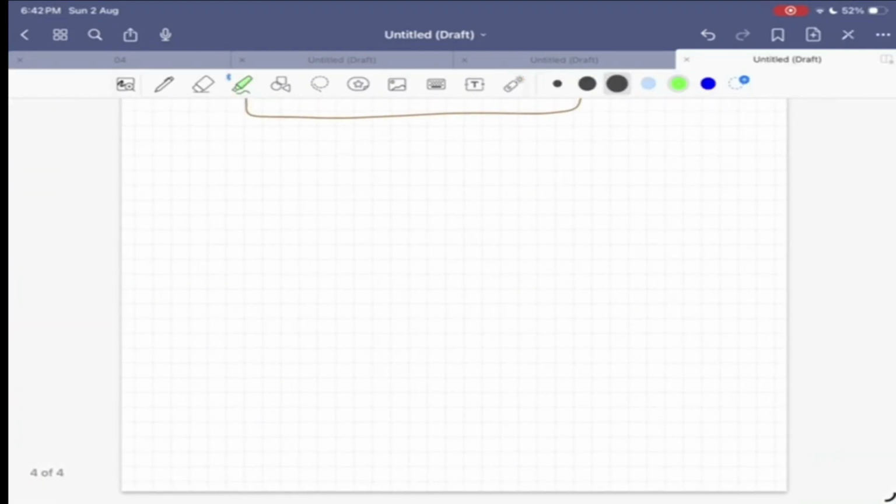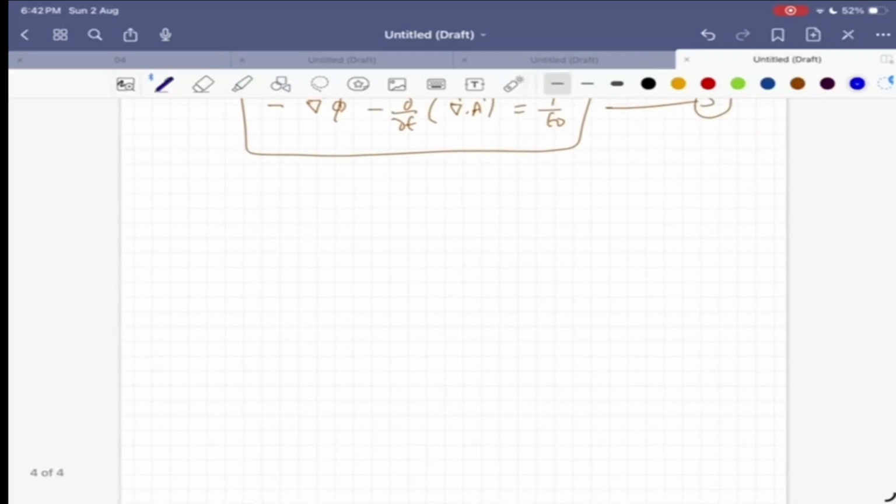B is del cross A. So if we talk about gauges, B is del cross A, and E is of course minus grad phi minus del A by del t. The question is, is this choice of phi and A unique? Because once I have phi and A, I will have E and B.